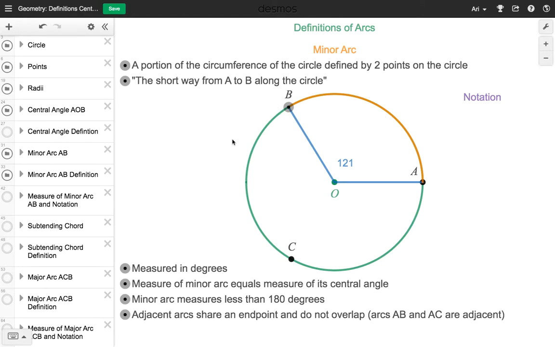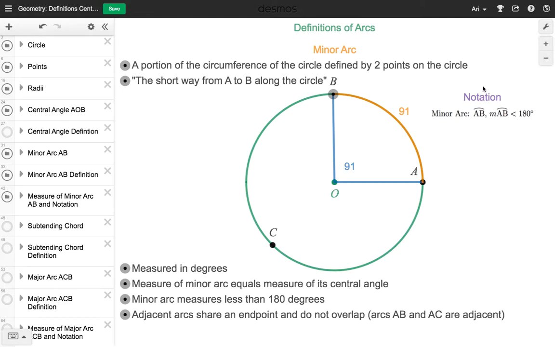Measures of minor arcs are measured in degrees. And the measure of the minor arc is the same as the measure of the central angle. So the central angle measures 121 degrees. The measure of the arc is 121 degrees. Okay? If the measure of the central angle is 91 degrees, then the minor arc would be 91 degrees.